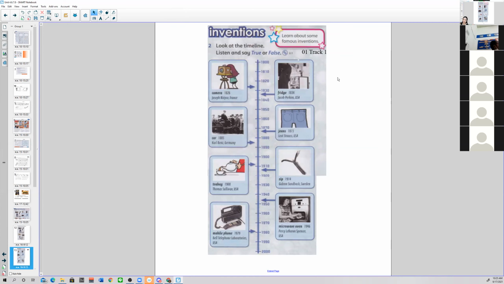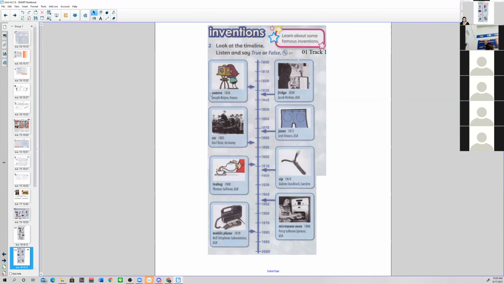Okay, so on this page, I will give you time to quickly look at it, and you have to say true or false. So here is the timeline, right? From 1900 to year 2000. So this is the revolutions of the inventions through 200 years. And these are the things that human beings have invented to make our lives better.